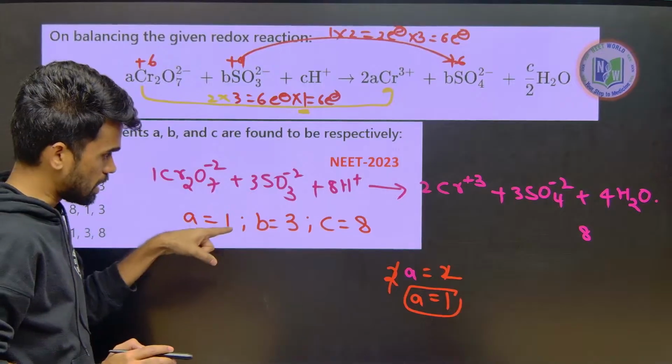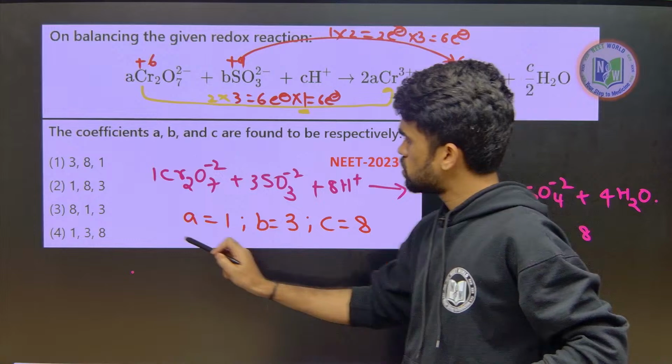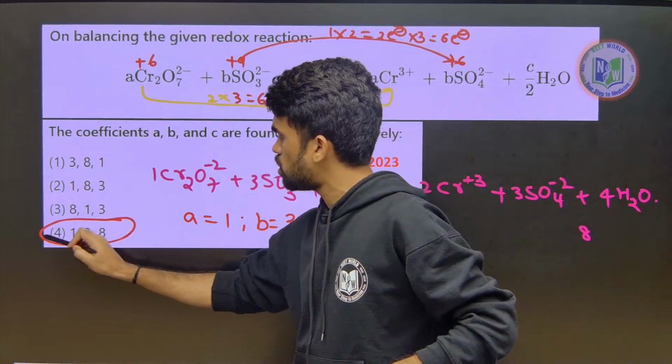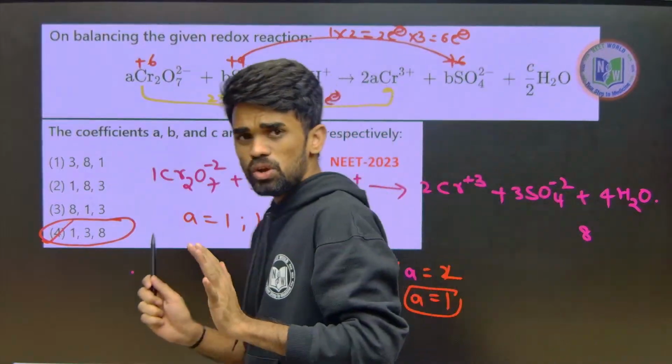So these are the numbers. Choose the option which is having 1, 3, 8. So 1, 3, 8 is in option number 4. You need to choose that. Hope this is also clear and no confusions, right?